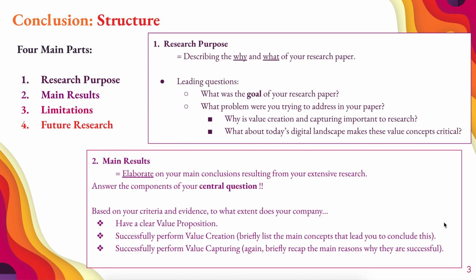Based on your criteria and evidence and all the argumentation that you already presented in your analysis, you can now summarize to what extent your company has a clear value proposition, and then successfully performs the other two value concepts. For value creation, you can briefly mention the main concepts that led you to conclude this, and same for value capturing. Again, just briefly mention that the extent to which your company is successful at capturing value is due to, like, evidence 1, criteria 2, and the extent to which those are applicable. So that's where you go into your main results.